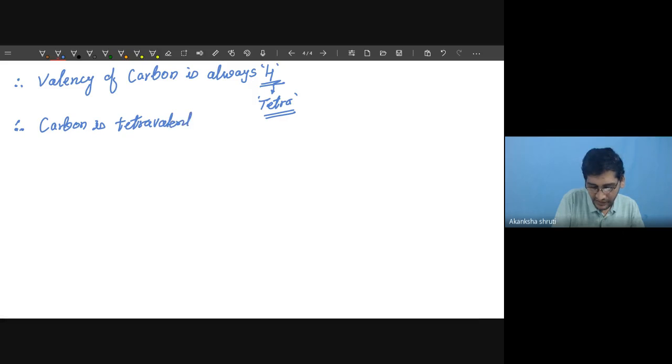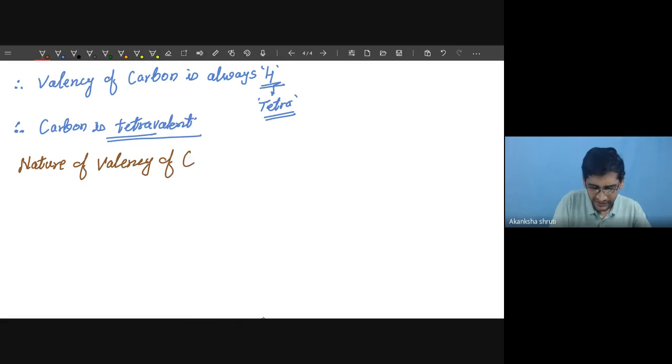Now the question is, if the valency is 4, whether this valency is available for losing or gaining, meaning positive valency or negative valency, or which kind of valency is there. For that, we have to understand the nature of valency. So let us say, covalency. So write, nature of valency of carbon.